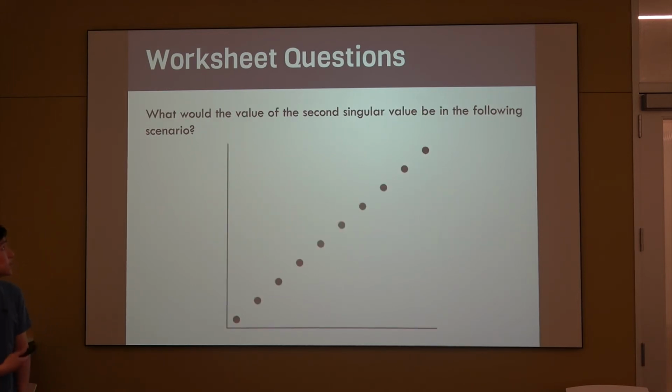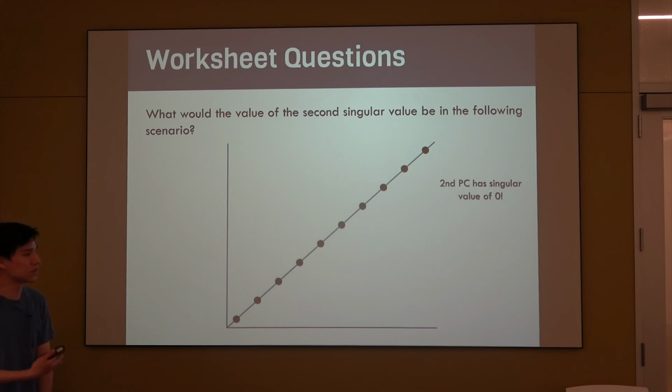Okay, so the next question is, what would the value of the second singular value be in the following scenario? This is actually the same example from these slides here. You notice that there are these points arranged in a diagonal line. What might happen first is that we'll fit this diagonal line. Now the question is, well, we've captured everything because it's on this diagonal line. So there's actually a trick to this, and it's that the second PC has a singular value of 0 because we've explained all the variation in this data. Therefore, the second PC gives us no new variation, and that's why it has a singular value of 0.